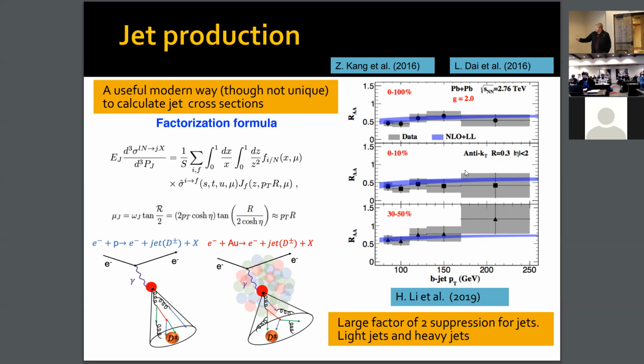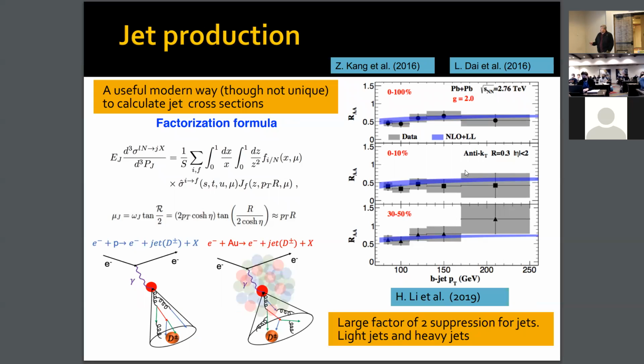This is an example of heavy quark jets at the LHC, in particular B jets. If we calculate the contribution of the medium-induced radiation jet function and get the cross section, and then compare to proton-proton collisions, here is what will happen if we do an analog calculation and leading log resummation.